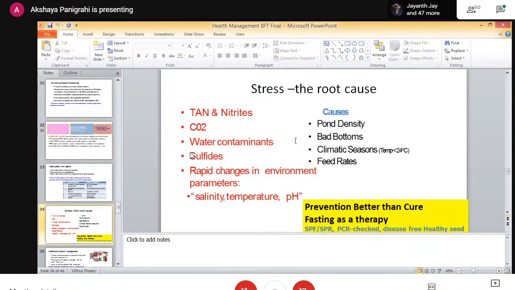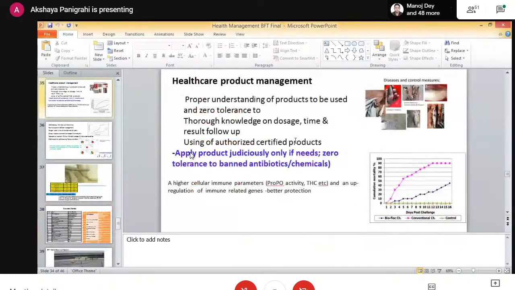So what is our main point is that whatever the stress-causing factor in a biofloc system, it could be because of the total ammonium nitrogen, nitrite, or other contaminant or sulfide. Because if this cause is not removed, it will form into some kind of sulfide. So it should be immediately addressed. And prevention, as I told, is better. And then we can go for how to reduce the stress.